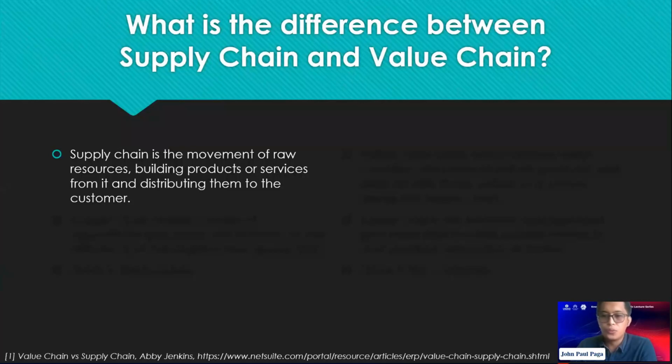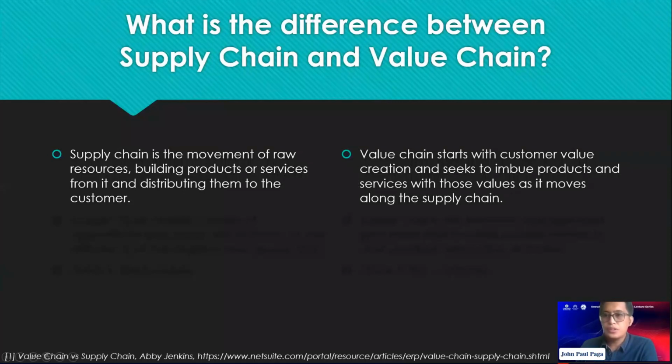One is the workflow. For the workflow, the supply chain is the movement of raw resources. We build products or services from it, and then we distribute it to the customer. So it starts at sourcing out those materials. Let me know if you are seeing my screen.